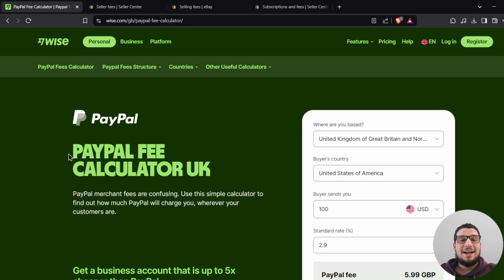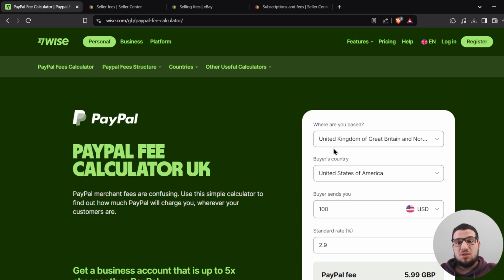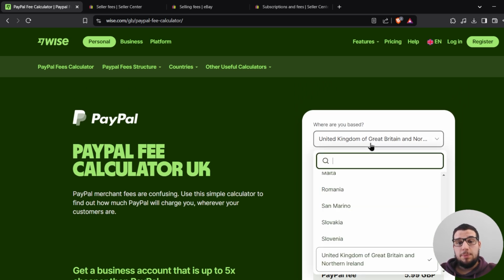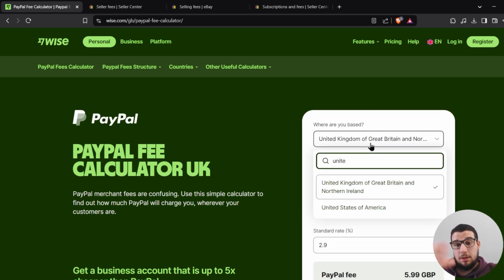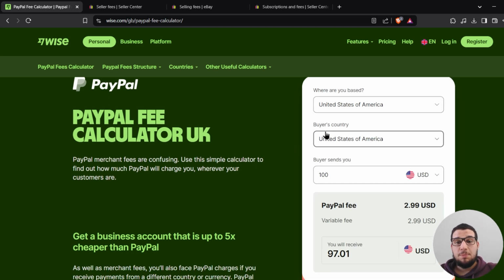First of all, what I suggest you to do is head to Wise and then type PayPal fee calculator right here, as you can see. And for example, we can simulate some things. So where are you based? Let's say that you are a seller based in US and the buyer is also based in US.